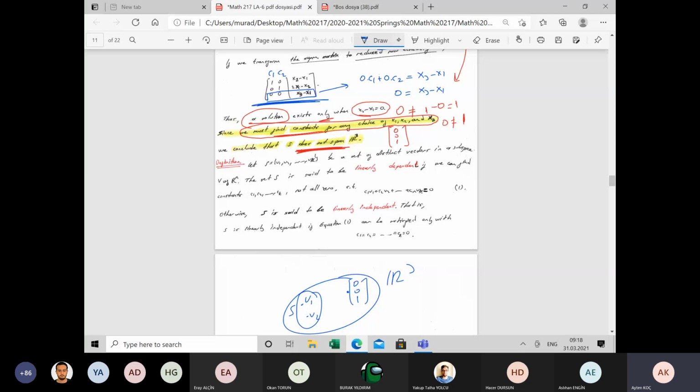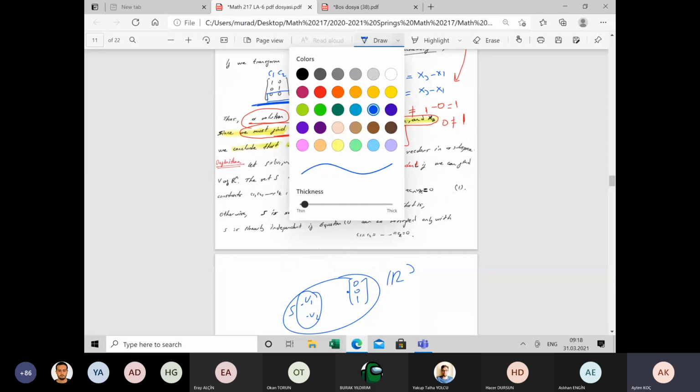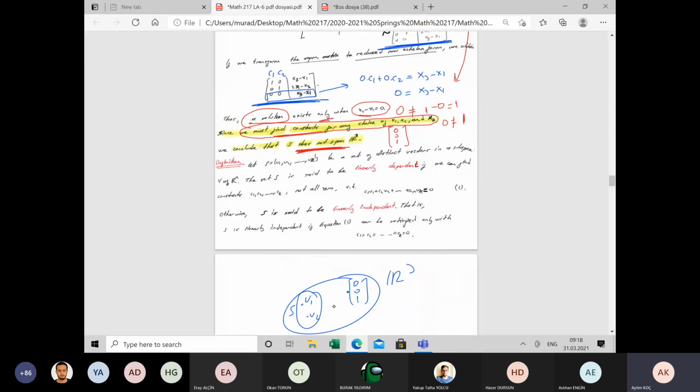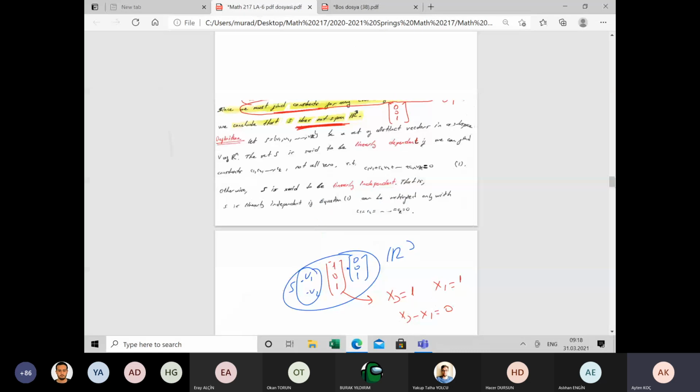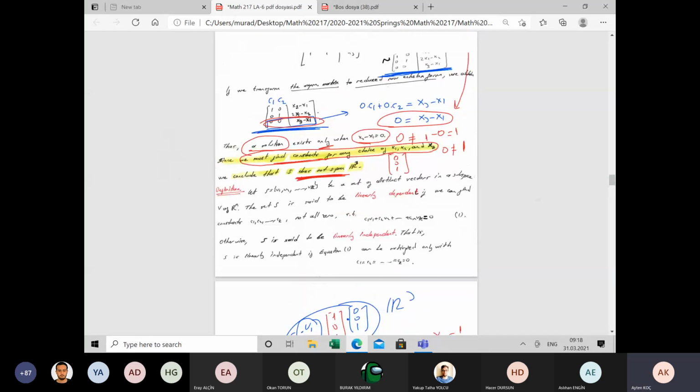It is possible to generate using this one because x3 is 1, x1 is 1, and then x3 minus x1 is 0. So the right hand side, 0 is equal to 0. This system has a solution only if x3 minus x1 is 0, which means the vector is generated by v1, v2, otherwise not. So this set does not span R cube.